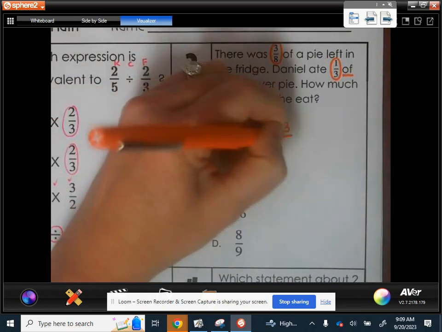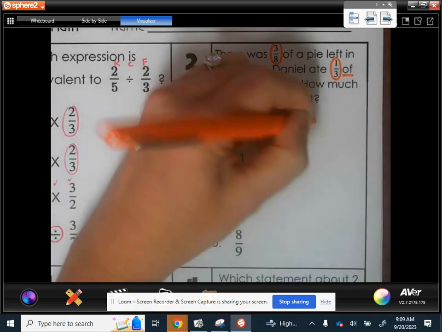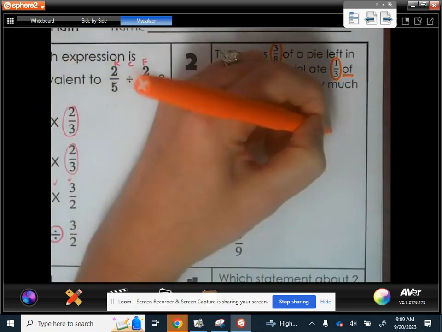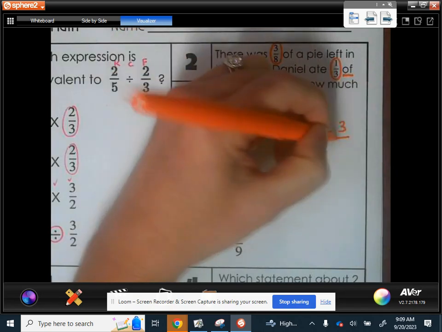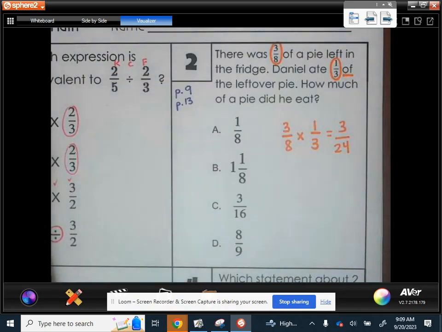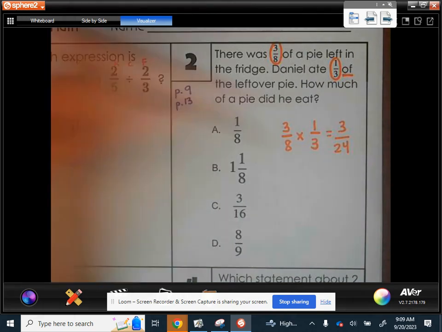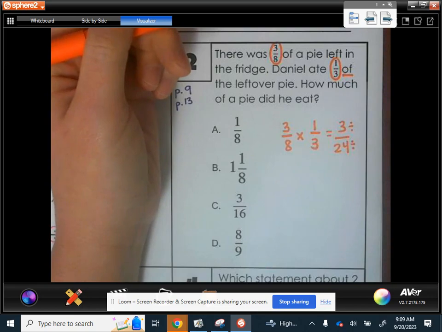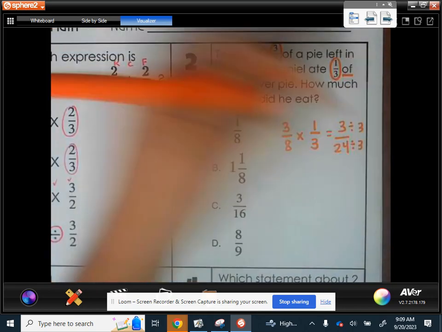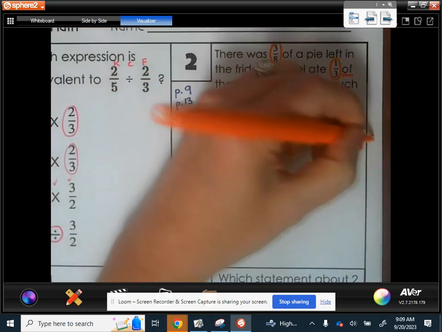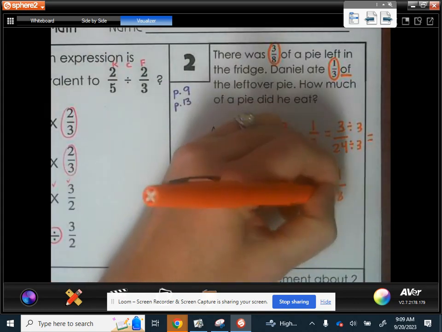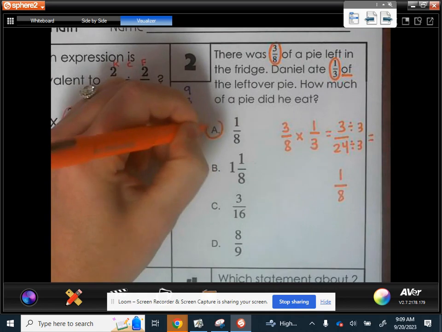So we're doing 3/8 times 1/3. 3 times 1 is 3, and 8 times 3 is 24. If we look at our answer choices, that is not an answer choice, and that's because we still need to simplify. The only thing I can divide 3 by is going to be 3, and that does go into 24 evenly. So 3 divided by 3 is 1, 24 divided by 3 is 8, so that means he ate 1/8 of the pie.